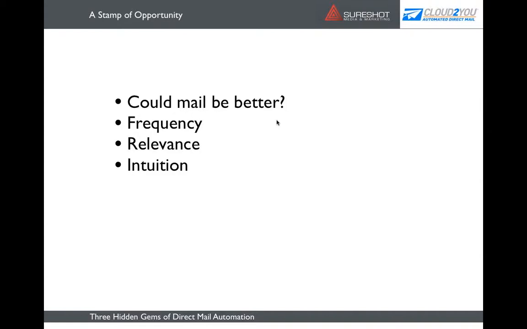So we think there's a tremendous opportunity to leverage mail and to revitalize the medium in what's often being called hybrid marketing, which is this element where we're leveraging mail as part of the other aspects that we're doing, so that we can do it more frequently with greater relevance and even provide some intuition where we're learning a little bit to anticipate with our contacts.